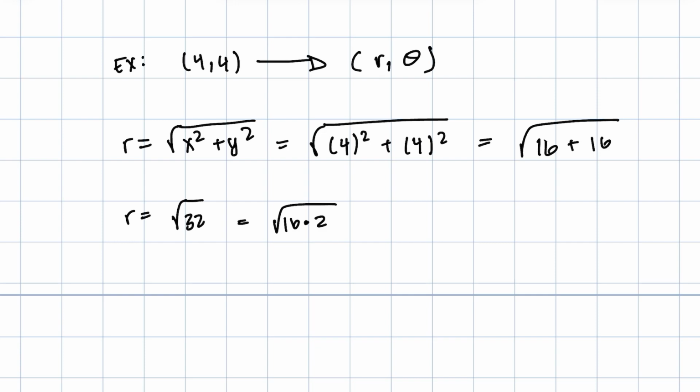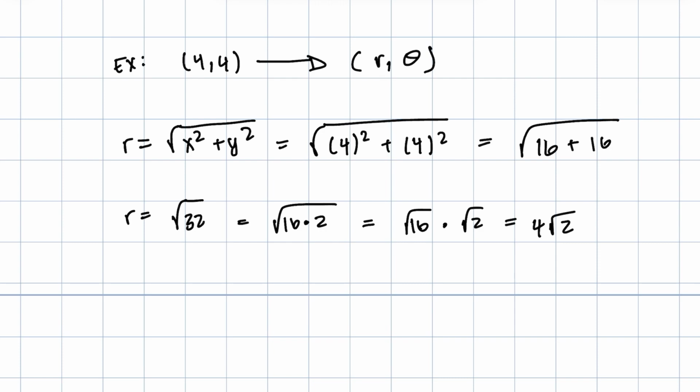And so by writing 32 as a product between 16 and 2, we can use square root properties to say that the square root of 16 times 2 is the square root of 16 times the square root of 2. Simplifying this further, the square root of 16 is 4, and the square root of 2 is a really long decimal number, so let's just keep it as the square root of 2. And so this takes care of the first part, wherein we were trying to find r.